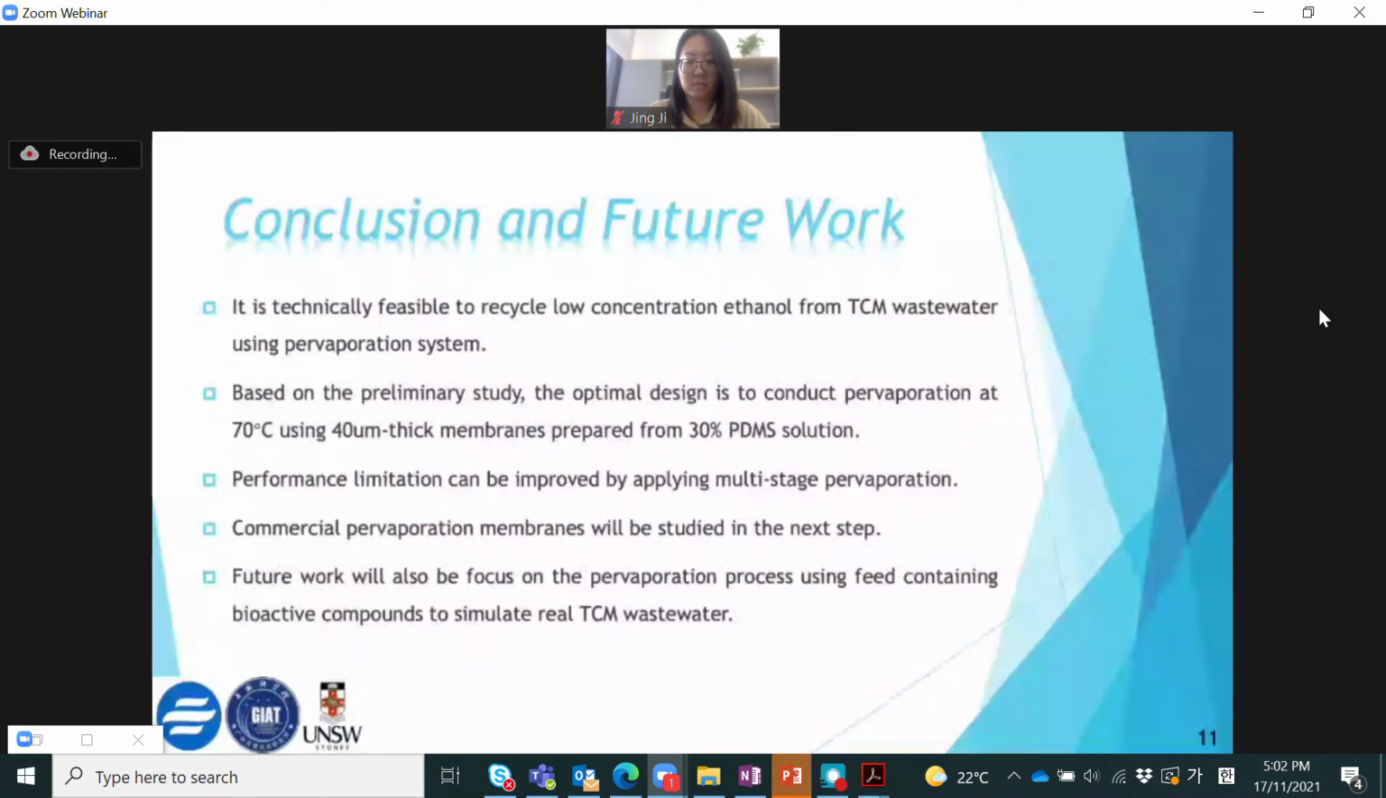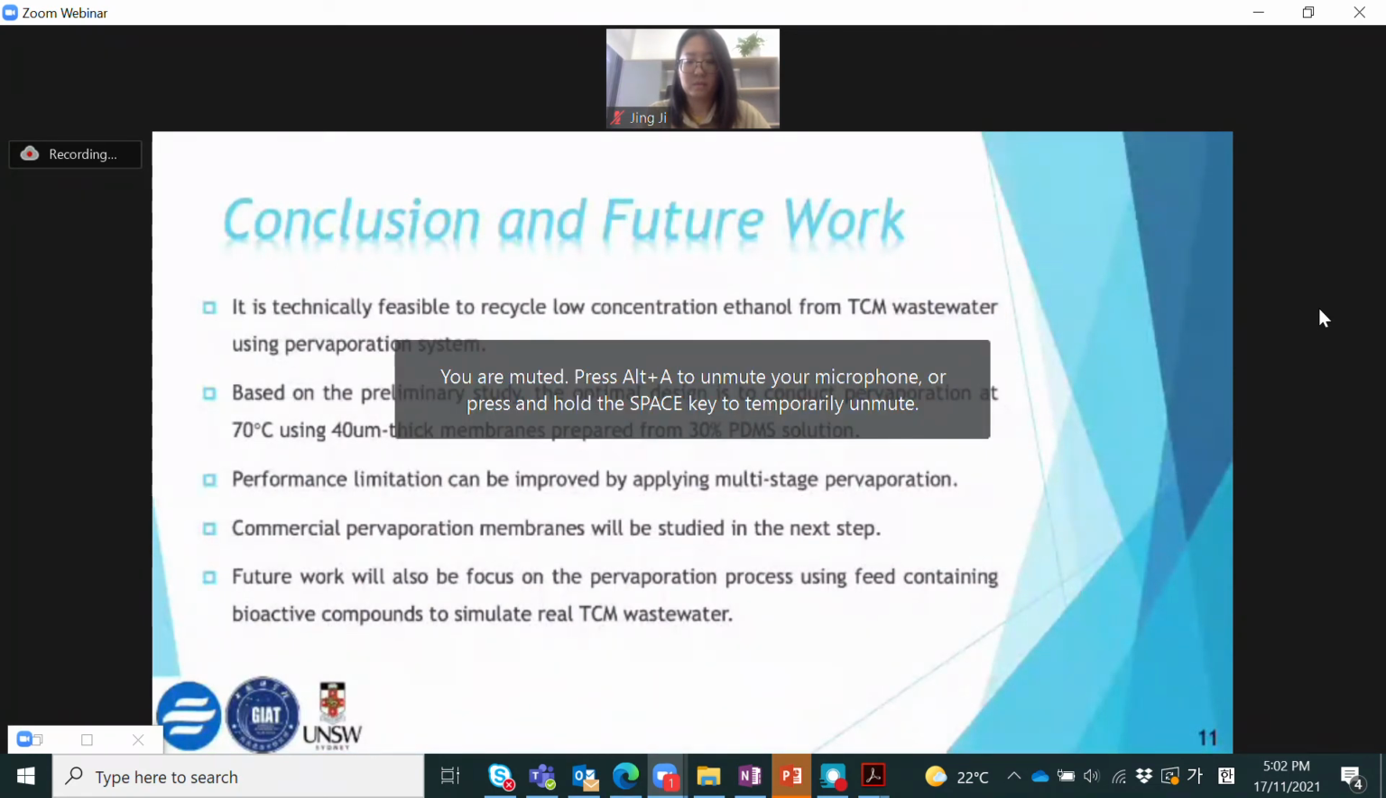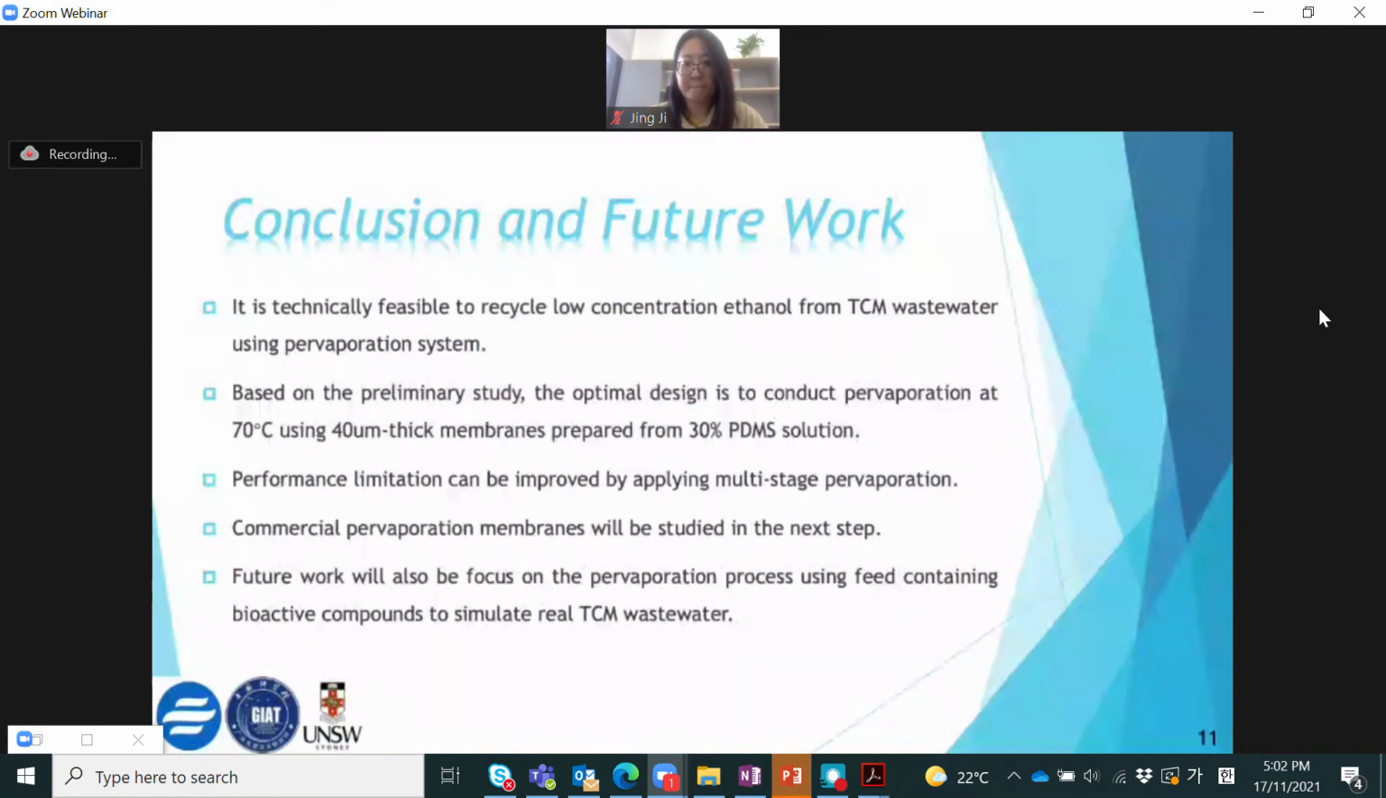So to sum up, basically the evaporation system for ethanol recycle from the TCM wastewater has been found to be technically feasible, and we have conducted a series of experiments to develop a possible design for the PV test. It was found that the optimal design is to conduct the PV test at 70 degrees Celsius, use 40 micron thick membranes, which are prepared from the 30% PDMS solution.